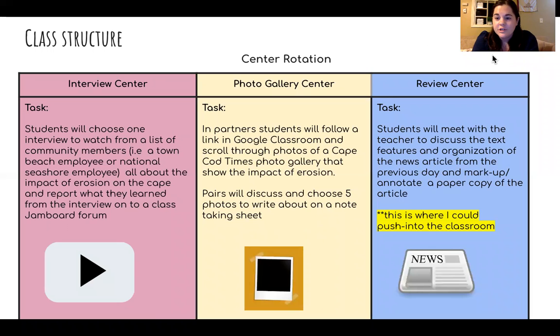And then the third center, this is kind of where those ELA skills come in. It'll be a review center with me. I feel like this is a good place where I could push into the classroom since I'm structuring this as a unit that could be co-taught with a reading interventionist and a classroom teacher who teaches science. And in this center, students will meet with a teacher and they'll discuss text features, text organization, and text structure, and we'll practice that by annotating an article that has to do with erosion.